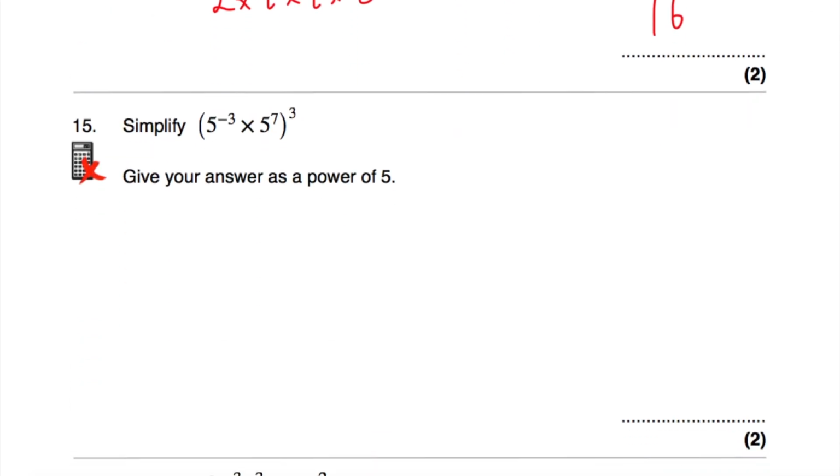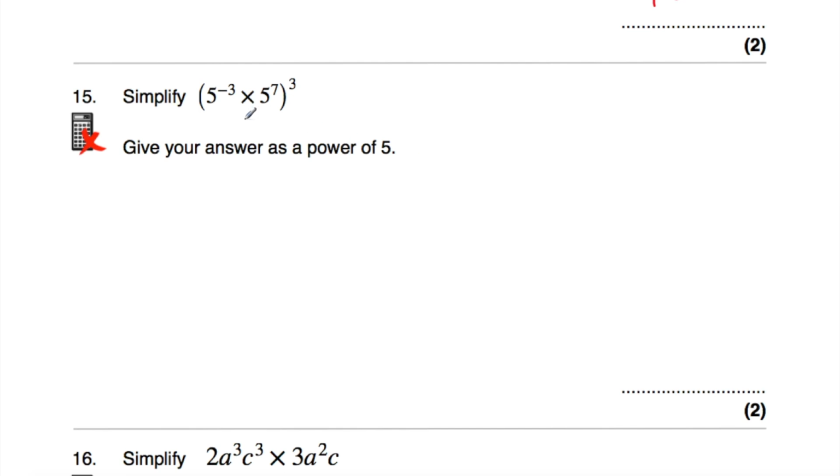Okay, next, question number 15. So question number 15, we've been asked to simplify, and then we've got in brackets 5 to the power of negative 3 multiplied by 5 to the power of 7, all cubed. So let's work out what's inside the brackets to begin with. So we've got 5 to the power of negative 3 multiplied by 5 to the power of 7. There's going to be 5 to the power of, and then we would add the powers. Negative 3 plus 7 is 4, so it'll be 5 to the power of 4. And then we've got cubed.